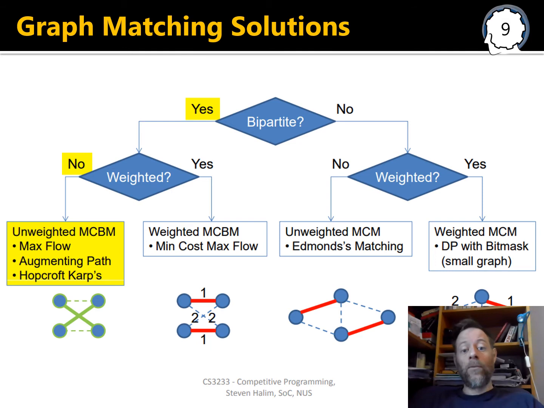If it's not bipartite and weighted, then it becomes harder, again, of course. So here we can only deal with small graphs using dynamic programming with bit masks. So basically representing the subset of edges that we include in the matching, and then we can search for the optimal solution using that.